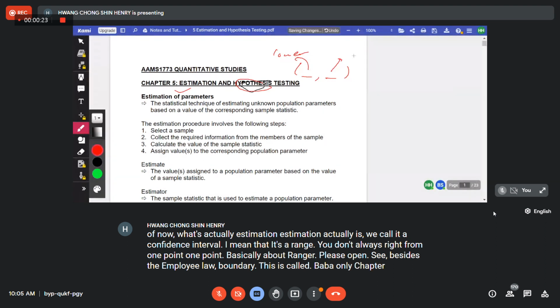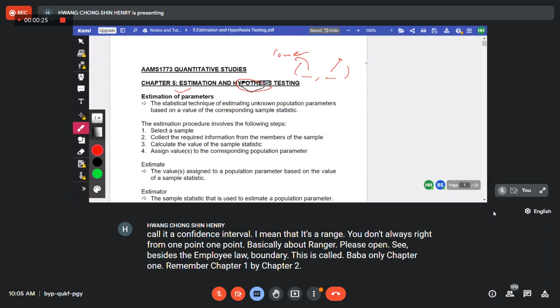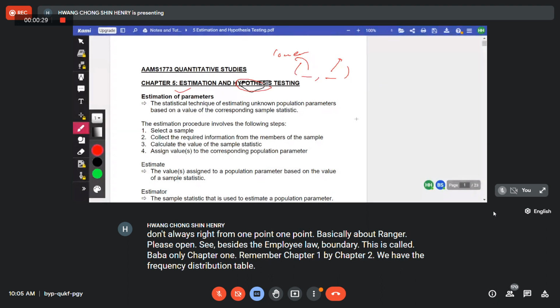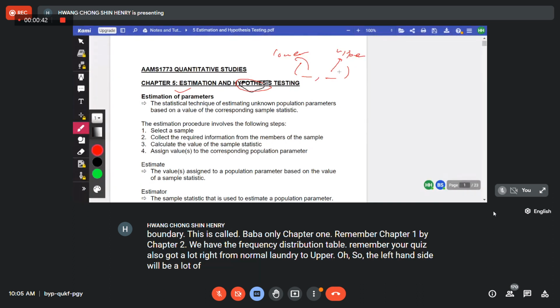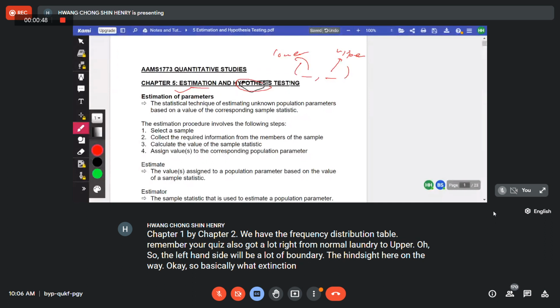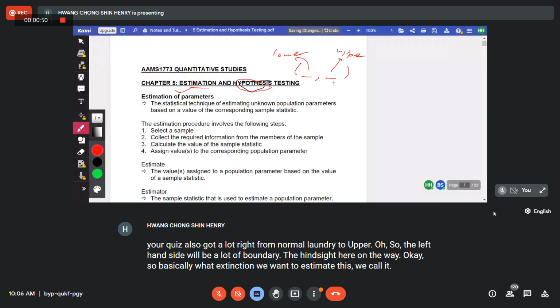Chapter 1, right? Remember chapter 1 or chapter 2? We have the frequency distribution table. Remember your quiz also had a lot, right? From lower boundary to lower class limit, upper class limit, remember? It's the same now. So the left hand side will be your lower boundary, the right hand side will be your upper boundary. Okay, so basically when we talk about estimation, we want to estimate this, we call it a range.